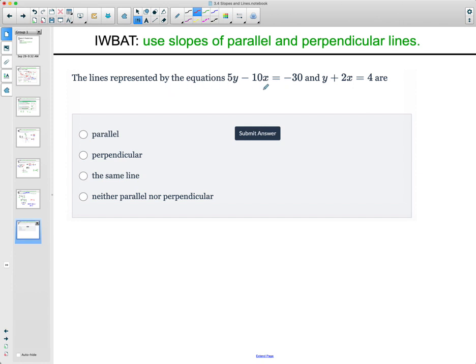So these ones say what's represented by these lines. Are these parallel? Are they perpendicular? Are they the exact same line, or are they neither? So what I would do is solve these both for y, get them into slope-intercept form. So let's take this first one and solve this for y. So we've got 5y minus 10x equals negative 30. Remember, we want to get it in slope-intercept form, which means solve for y.